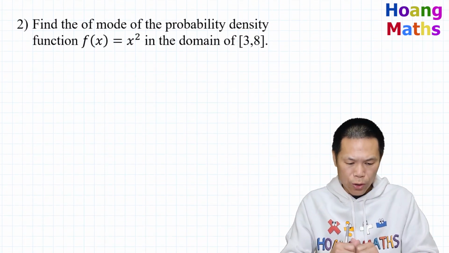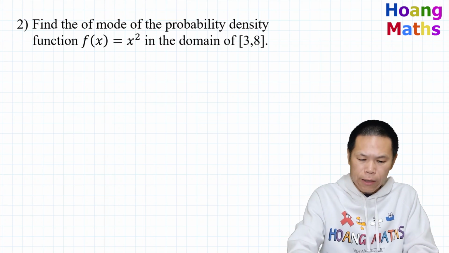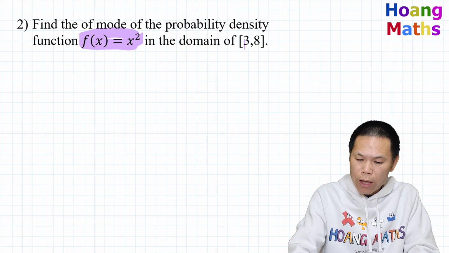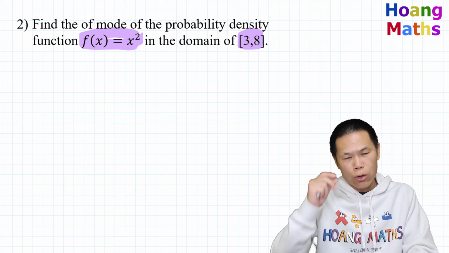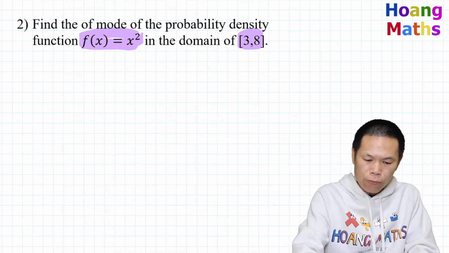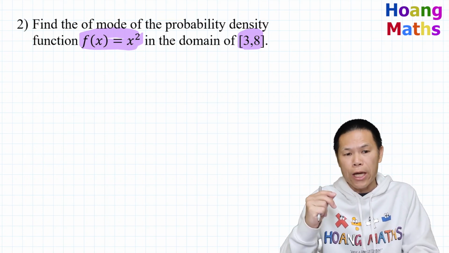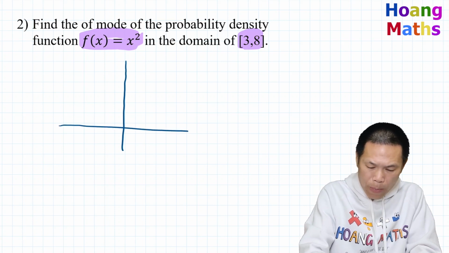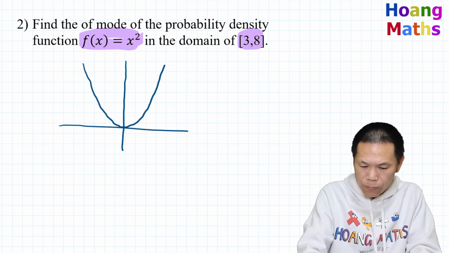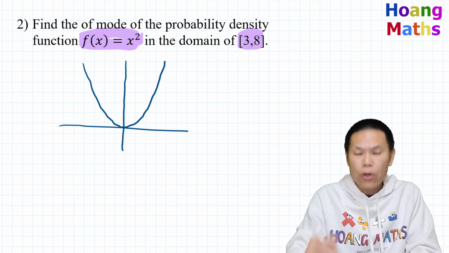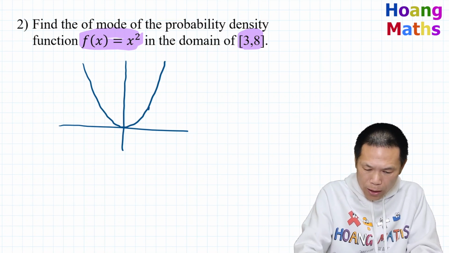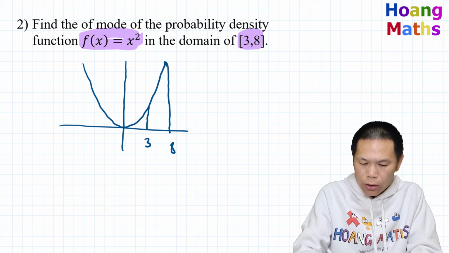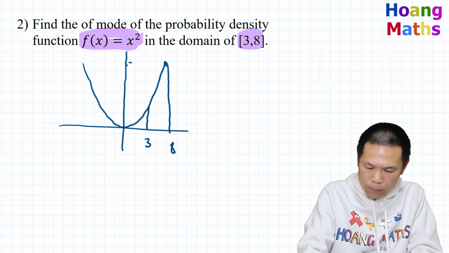Question number 2. We know that the probability density function is x squared, within the domain of 3 to 8. To work out the mode, let me do a quick sketch for x squared. So x squared is this, but then it's from 3 to 8. We know that this is 3 here, just a rough sketch, and 8 here. So therefore, this is the maximum.